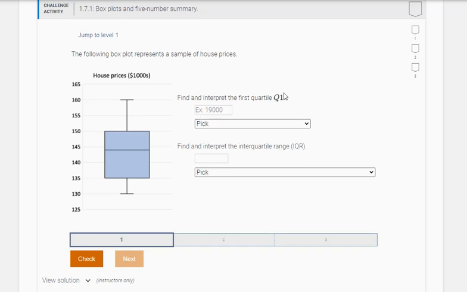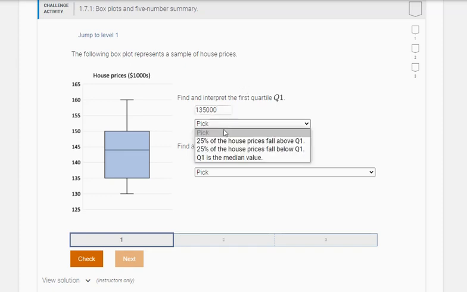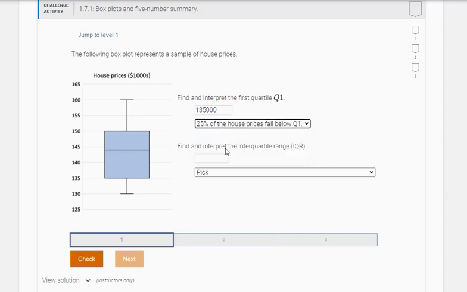So let's find and interpret the first quartile, Q1. Well, that's 135, but you have to be careful here because it's 135 in hundreds of thousands. So it's actually 135,000. And what this means is that 25% of home prices fall below Q1.